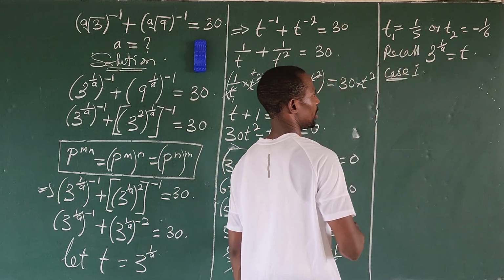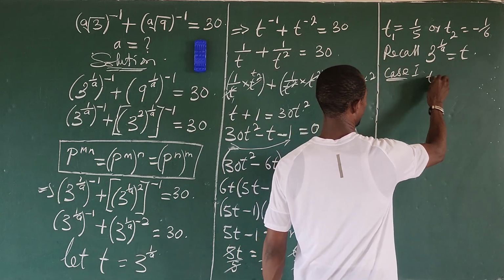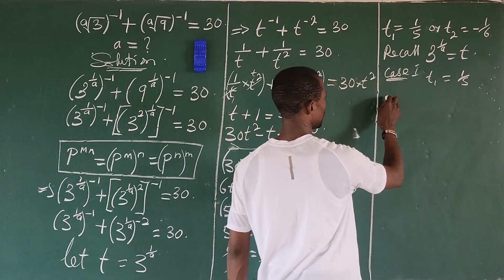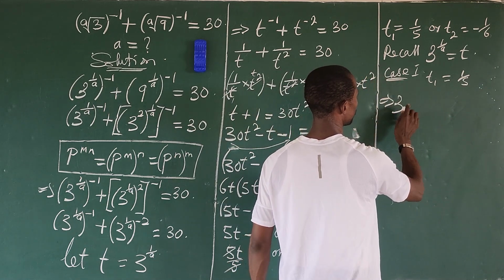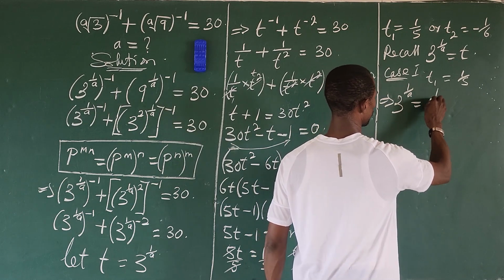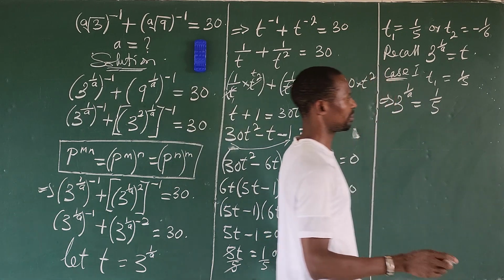Look at our t here. So we have our t, we have t1 is equal to 1 all over 5. So this now implies that 3 to the power of 1 all over a is equal to 1 all over 5.